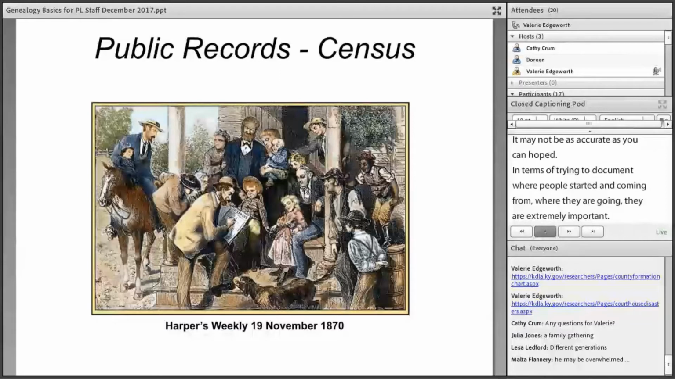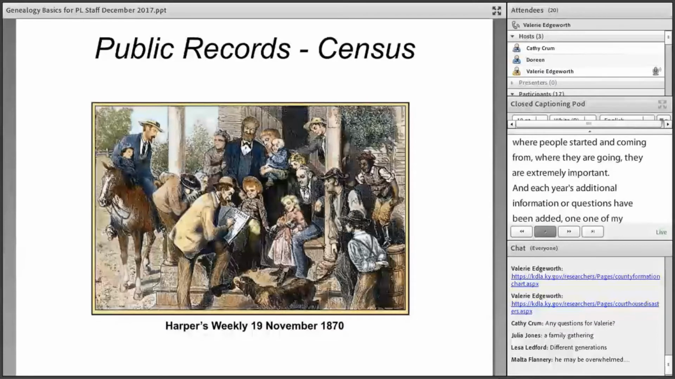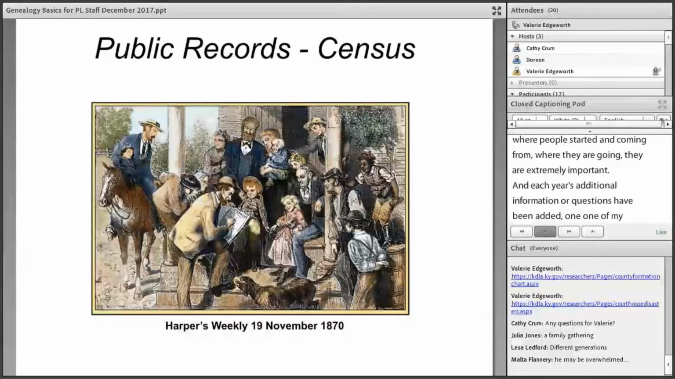And with each of the decennial census years, additional information or questions have been added. One of my favorites for the 1930 census record is, do you own a radio? And I just think that's a really neat question. There's a wide variety of questions asked every 10 years. Samples of each federal census form are available on Ancestry.com, and I will make sure that I link to those as well for you. Any questions regarding general overview of census records?